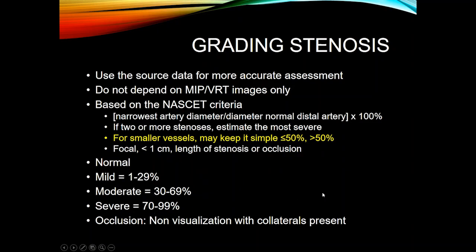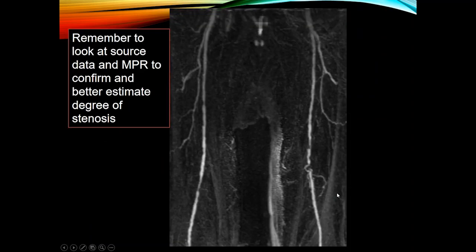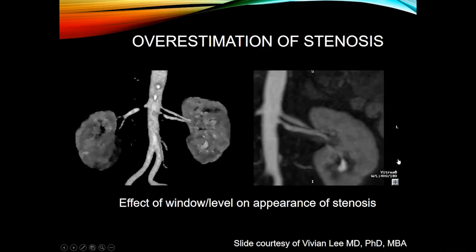This is what's at the bottom of our report, so our clinicians understand what we're conveying in our reports. Again, look at the source data, but just to get a sense of things, this is what was considered a mild stenosis, moderate stenosis, severe stenosis, and actually a focal occlusion. I know it's an occlusion because collaterals are present.